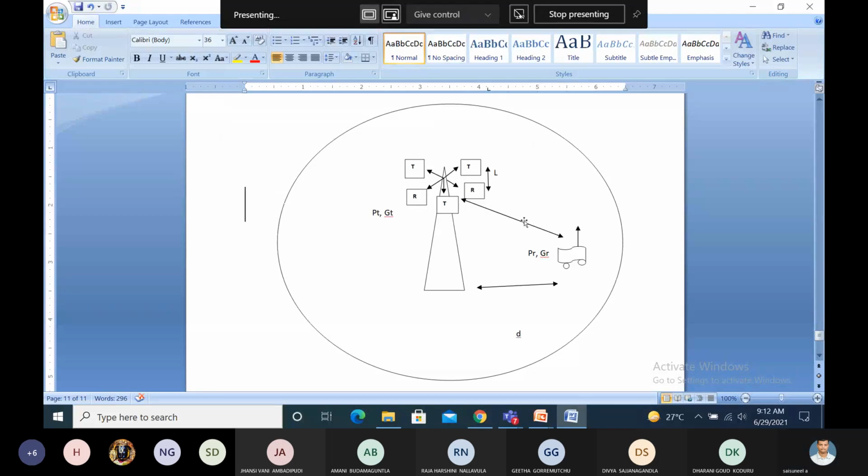And this is a free space model, meaning there is no obstacle between the transmitter and receiver, and the distance between them is small d. Whenever we transmit power from the base station to the mobile station, the transmitting power is PT, the received power at the mobile station is PR, the gain of the transmitting antenna is GT, and the gain of the receiving antenna is GR. Based upon PT, GT, PR, GR, L and d, we go for the free space equation.